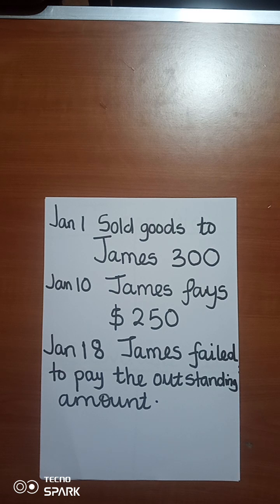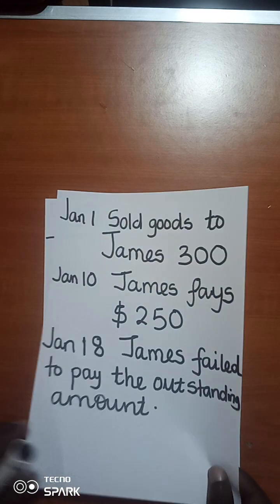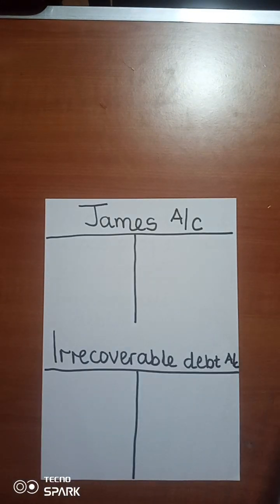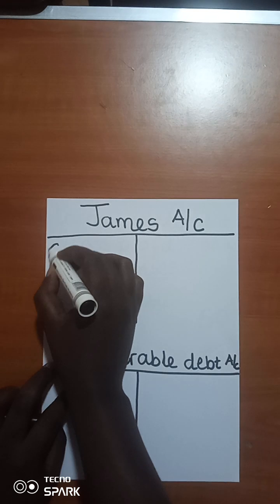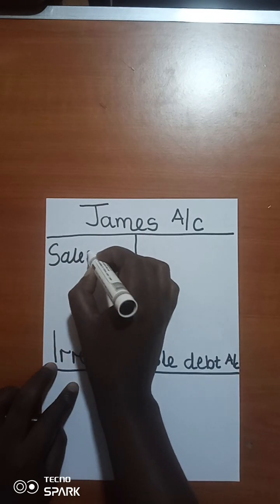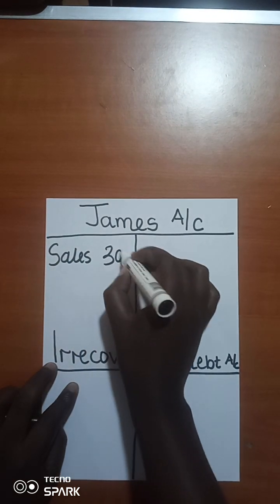Okay. So let's start with James's account. When goods are sold to James, James is the receiver, right? So where are we supposed to record the 300? Correct, on debit side. So we are going to say sales 300.